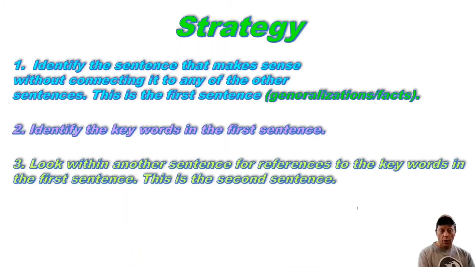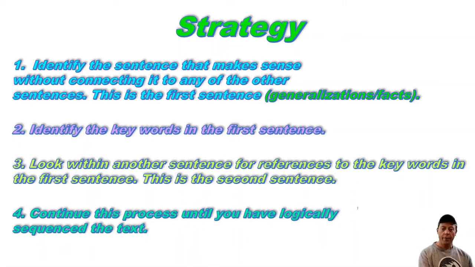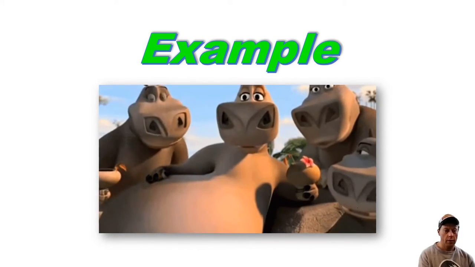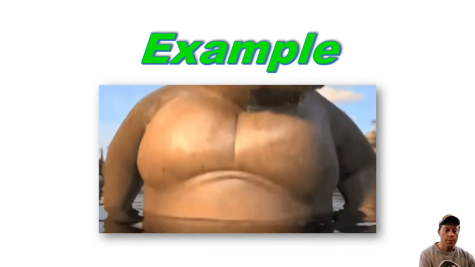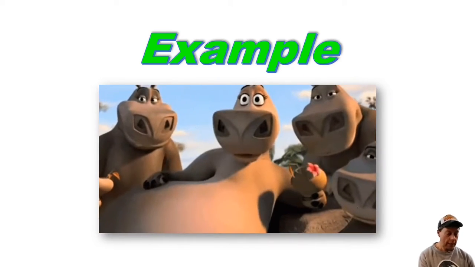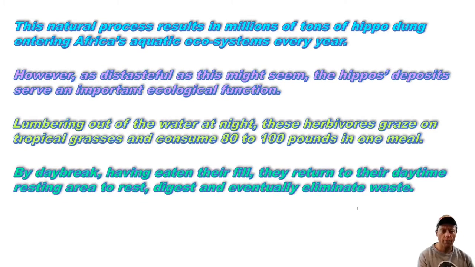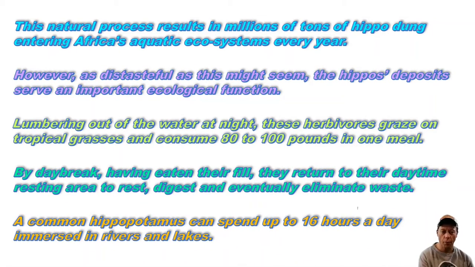And thirdly, look within another sentence for references to the key words in the first sentence, and this is the second sentence. And then lastly, continue this process until you have logically sequenced the text. So we'll need an example, and the example text we'll use is about hippopotami in rivers and lakes in Africa. Here are 5 sentences that make up one paragraph, and of course the sentences are in the wrong order.